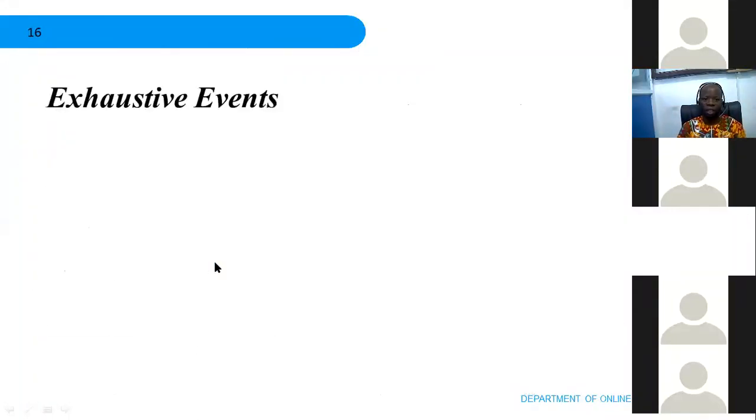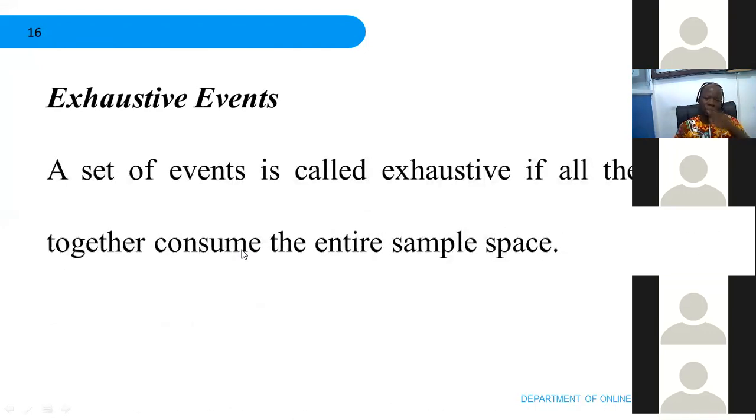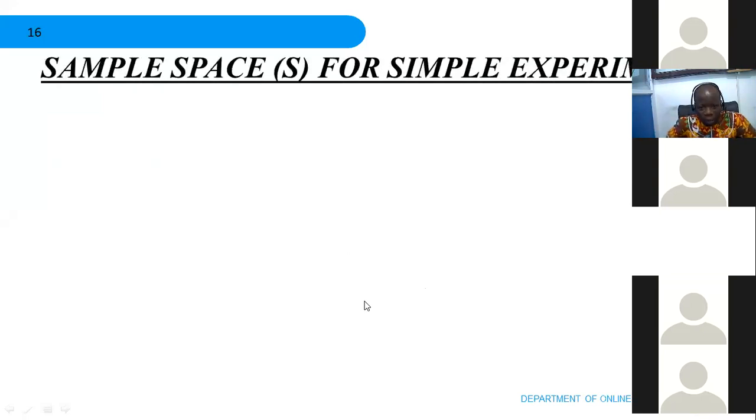Next slide. Exhaustive events. A set of events is called exhaustive if all the events together consume the entire sample space. That's all. Exhaustive events. And I think that will be the last type of event we will consider in this lesson. Sample space. Very interesting. Very important too.